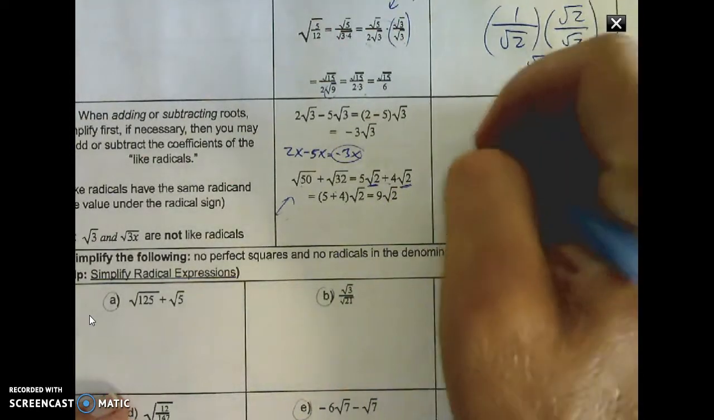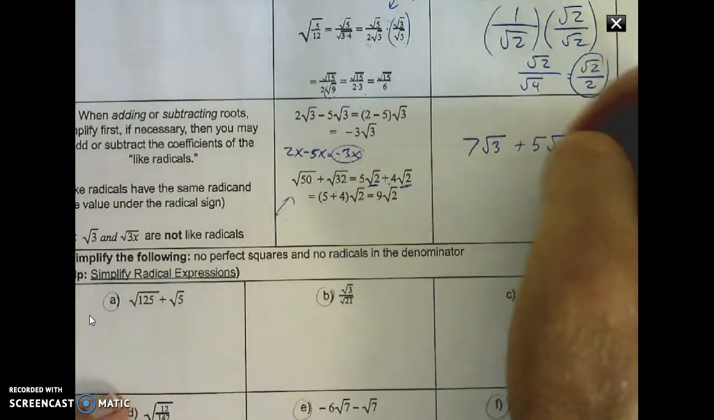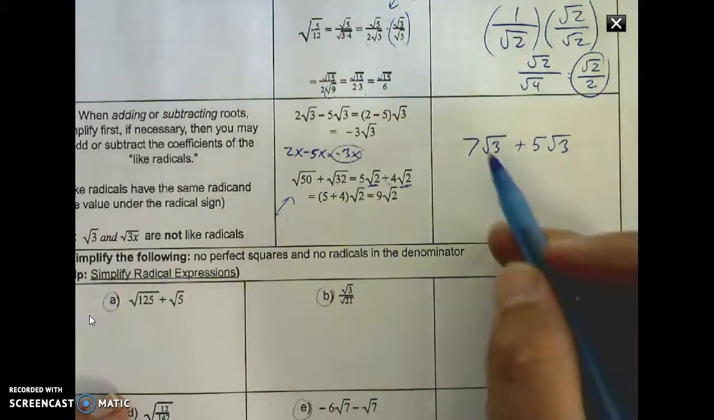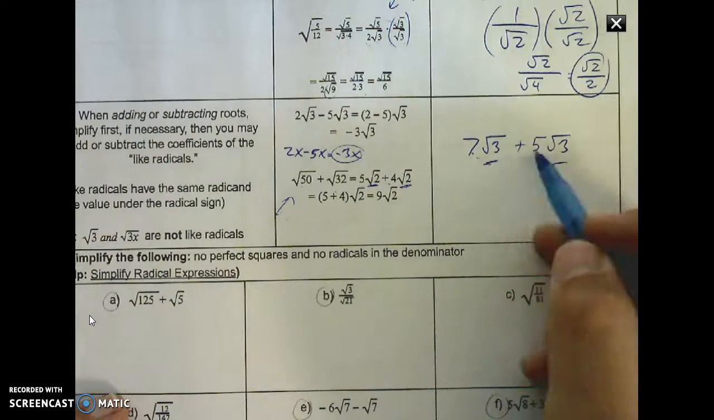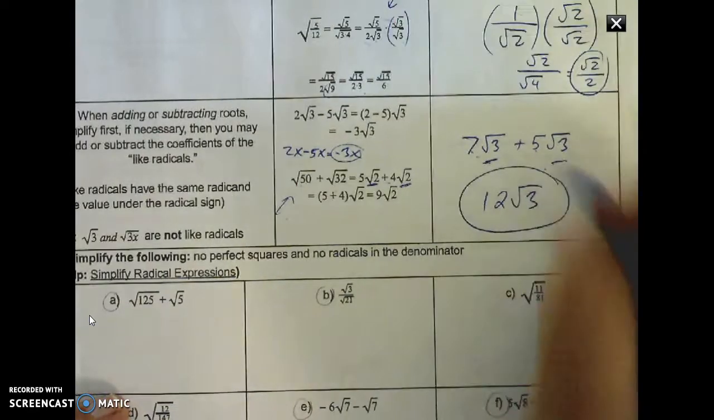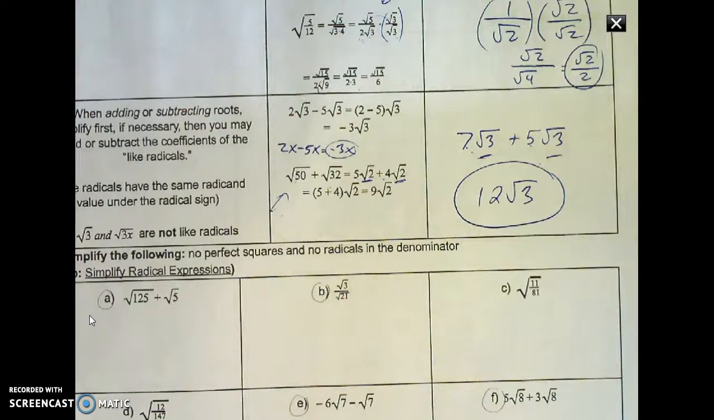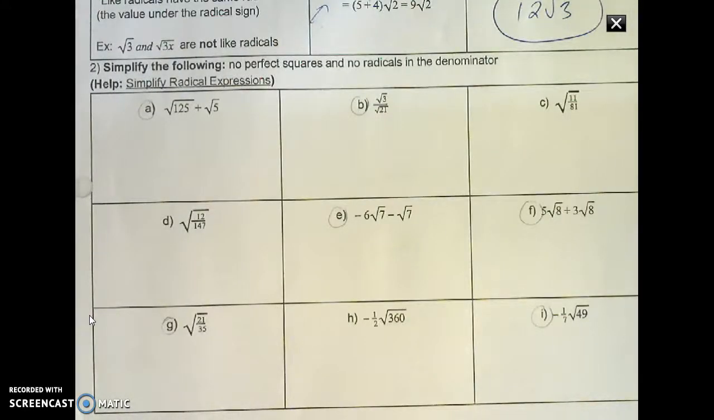So here's a quick example. 7 square root of 3 plus 5 square root of 3. Because they are exactly the same square root of 3 right here, add the numbers out front. 7 plus 5, 12, root 3. Alright? Awesome. Okay, down here, take a look at a few of these. Simplify the radicals. No perfect squares and no radicals in the denominator.